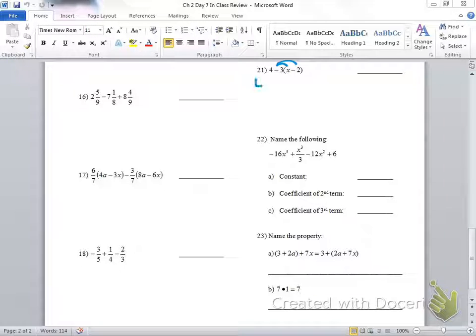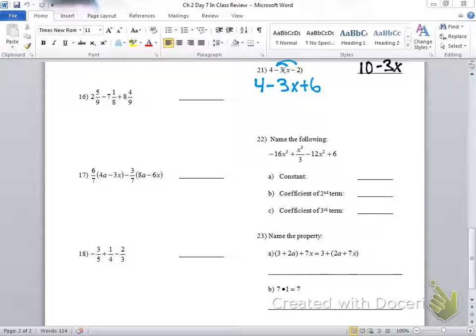Distribute the -3. Thank you for including the negative. All right, so it looks like that. Then what? 4 and 6, they're both positives, right? What should it be? It should be 10, minus 3x. Very good. If you put -3x plus 10, that would work as well.